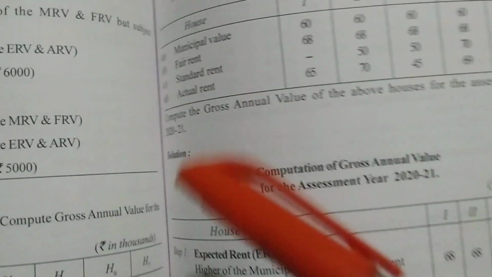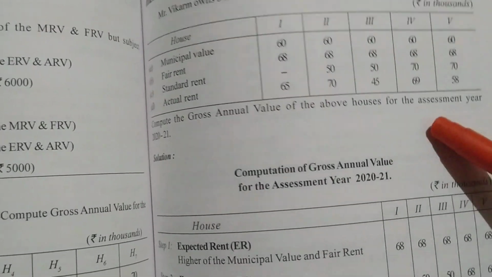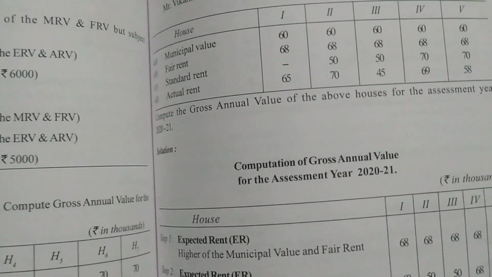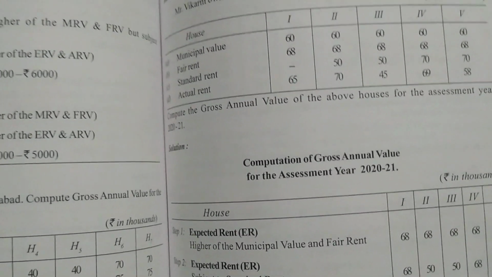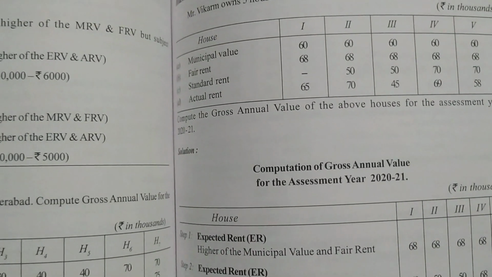See here, same problem, but 5 houses. You have to do practice. For practice purposes, I am telling you to do this. I want you people to practice this. The major part of the problem is GAV. You should know how to find out GAV. If you find out GAV, the rest is very easy.